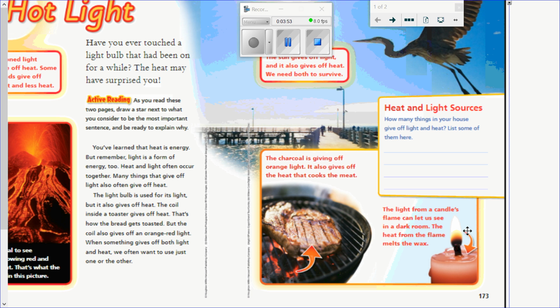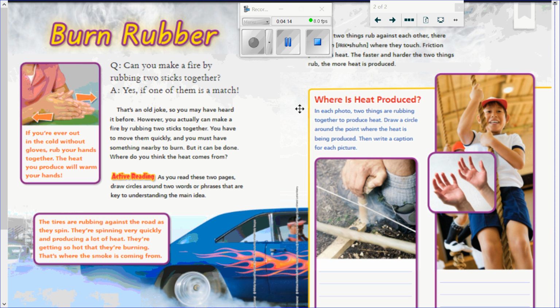So today, after the reading, I want you guys to answer this. It says, how many things in your home give off light and heat? List some of them here. So I'm going to give you an example. Think about things in the kitchen. We already know one was a toaster. Think about some other things maybe in your kitchen as well. All right, we're going on to the next page.